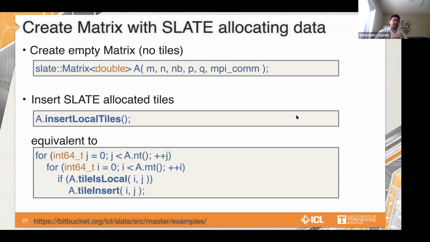So no matter what, you're creating your matrix. Actually, you're creating an empty matrix by calling the first snippet you can see here. And then, as we showed you before, we're going to insert the tiles locally by calling the insertLocalTiles routine. Actually, underneath, what happens is you have a double for loop. We have this if statement, and if the tile ij is local to your rank, you're going to insert it. So you're going to do A.tileInsert(i, j). By default, it's going to be on the host, so the CPU.